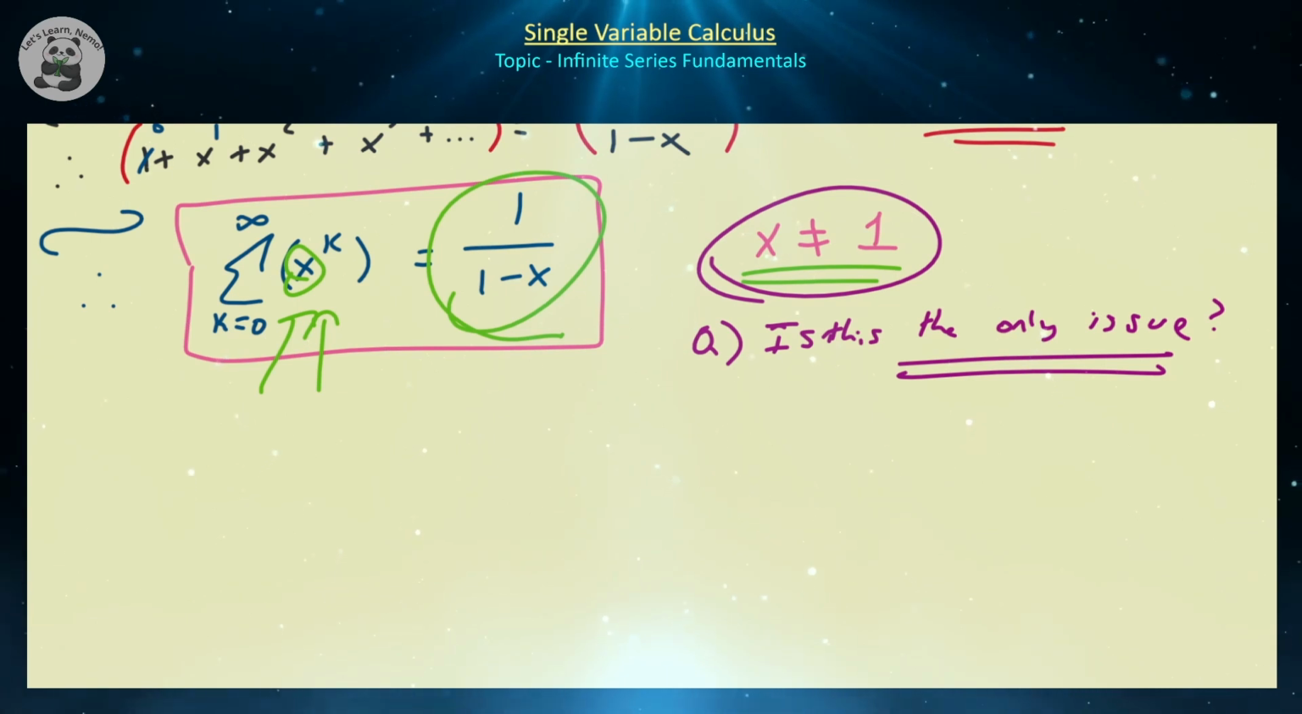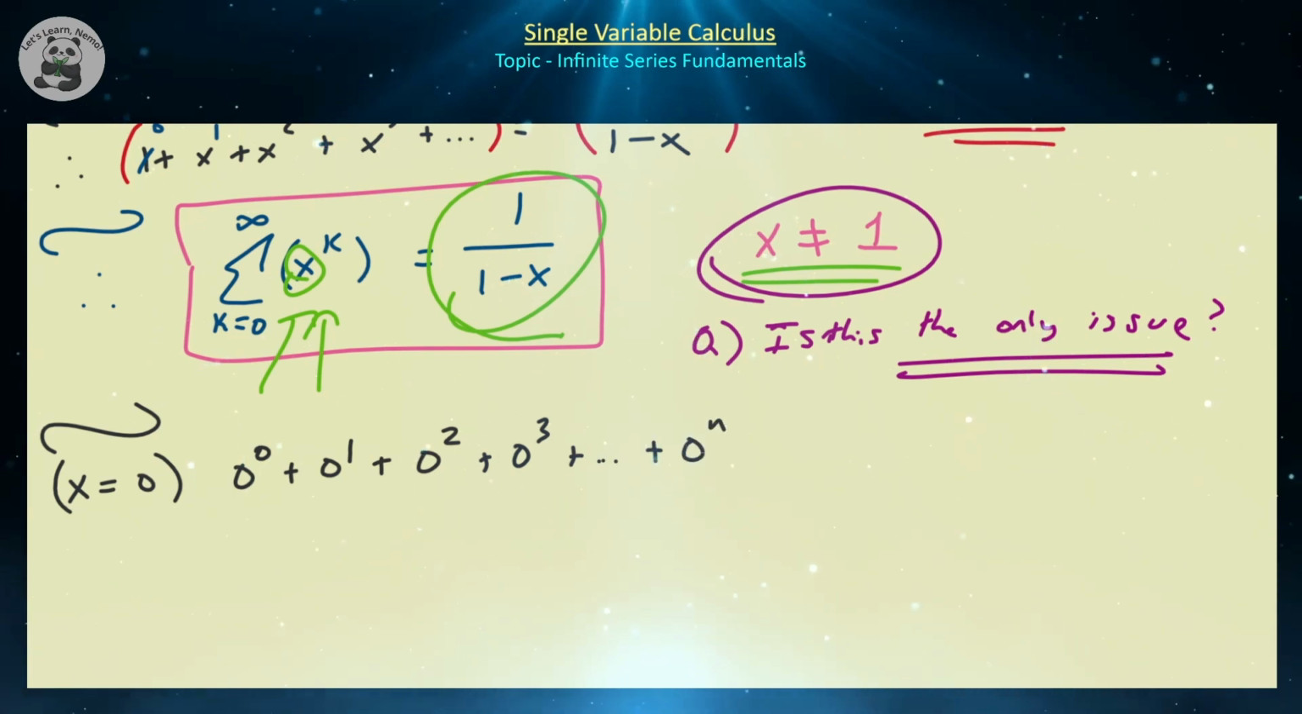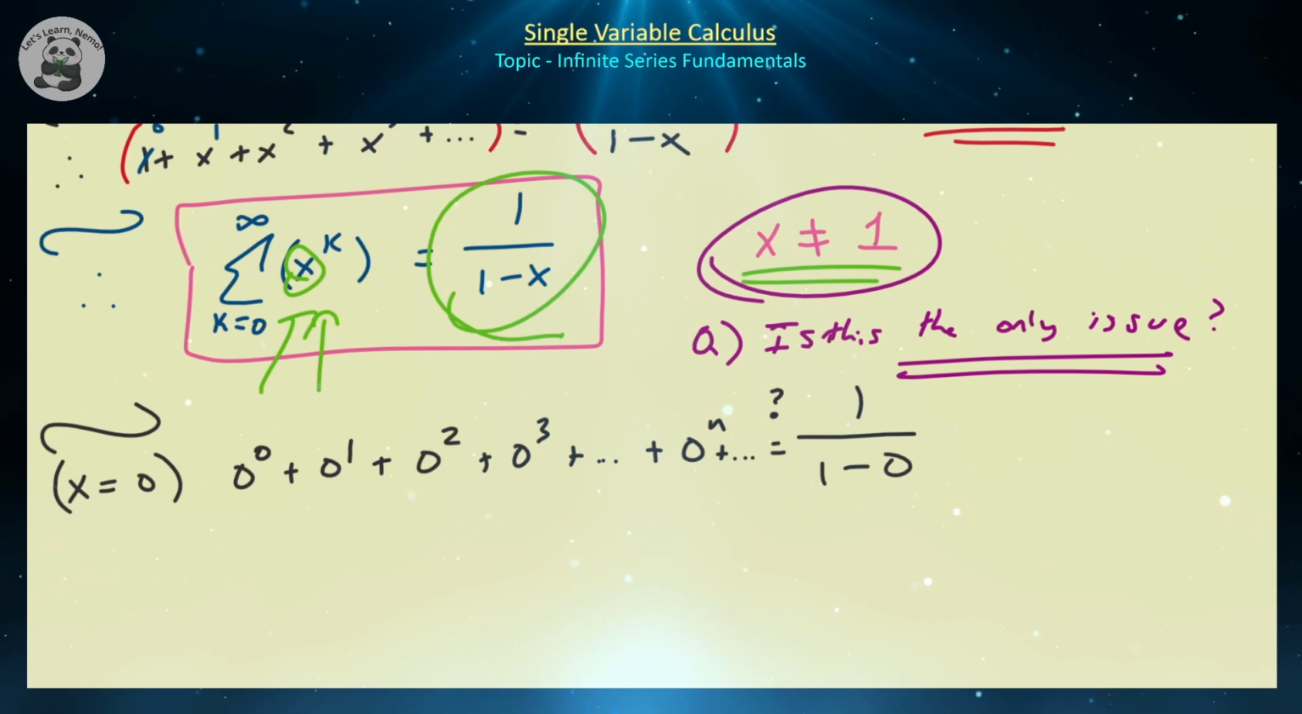So for example, let's try x equal to 0. So that's going to be equal to 0 to the 0, plus 0 to the first, plus 0 to the second, plus 0 to the third, all the way out to, for example, 0 to the n, and that's going to continue onwards, and that's going to be equal to 1 over 1 minus 0, question mark. So what do we have here?